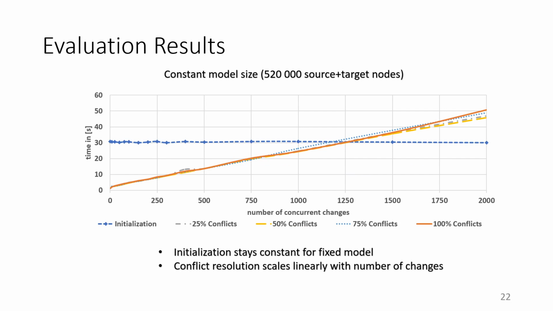In our second scenario, we fixed the number of model elements to around 520,000 and applied up to 2,000 changes, where we have plots where 25, 50, 75 and 100% of these changes actually cause a conflict. And while the initialization time stays constant, as expected, we can see that the conflict resolution time scales linearly with increasing number of changes, and that the kind of change does not have a huge impact on the overall performance, which is exactly what we wanted to achieve. However, note that the results here come from purely synthetic models.